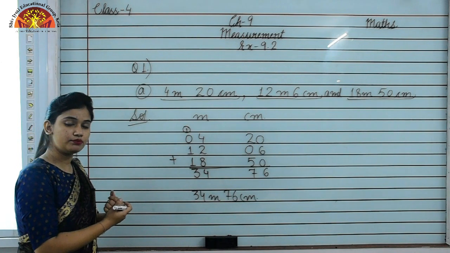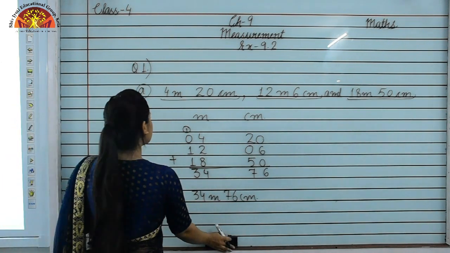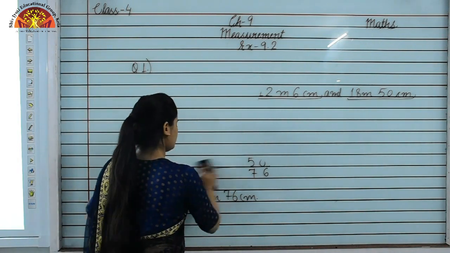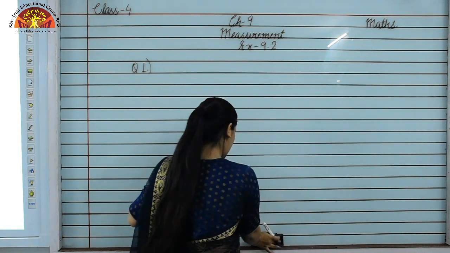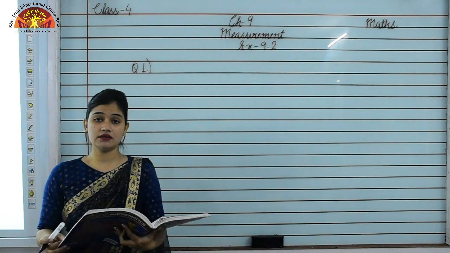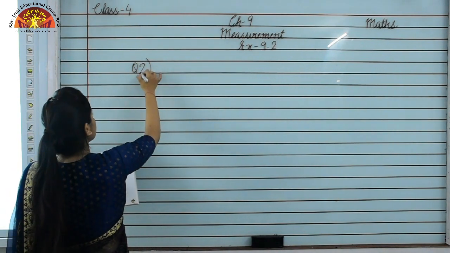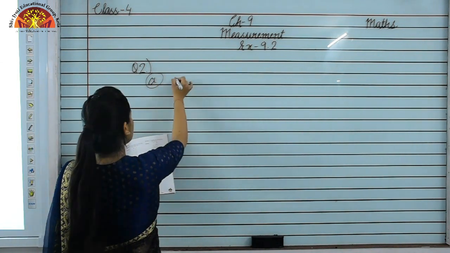आपको arrange करना है numbers को, and then you have to add them. Okay, now we will take the next question. Question number 2. And question number 2 is add the weights. अब हमें किसको add करना है? Units of weight. So we are taking A part of this question.